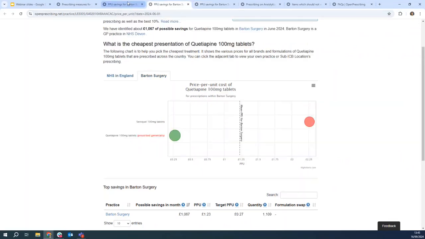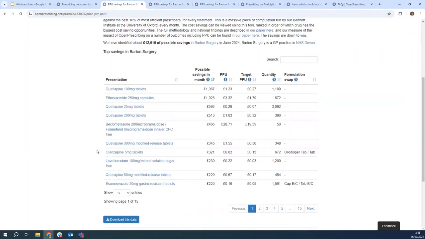So again, not always a list that you need to action every single thing here, more of a prompt to say, oh, is there a good reason why we're doing that? Or is there not a good reason? Is there a good reason why we're prescribing Seroquel, say, or not a good reason? And maybe there is. So have a bit of a think and go from there with the price per unit ones.